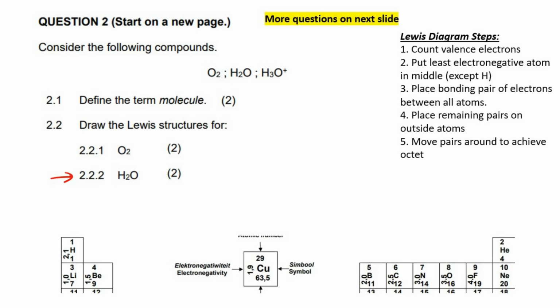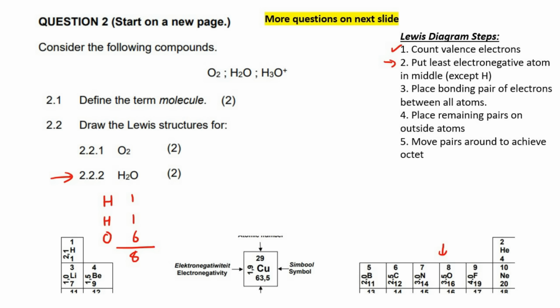So we go and we count the valence electrons. This one has 2 hydrogens and 1 oxygen. Each hydrogen has 1 valence electron. If you count for oxygen, it has 6 valence electrons, so we have 8 valence electrons in total. Step 1, complete.